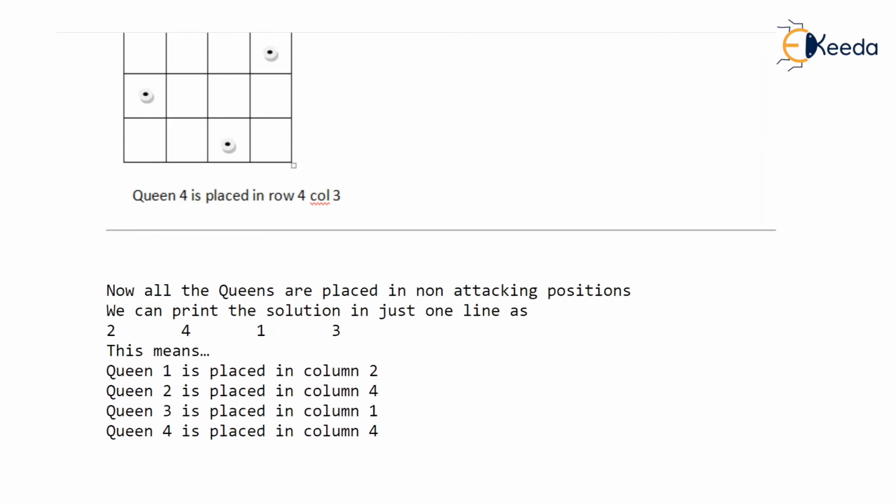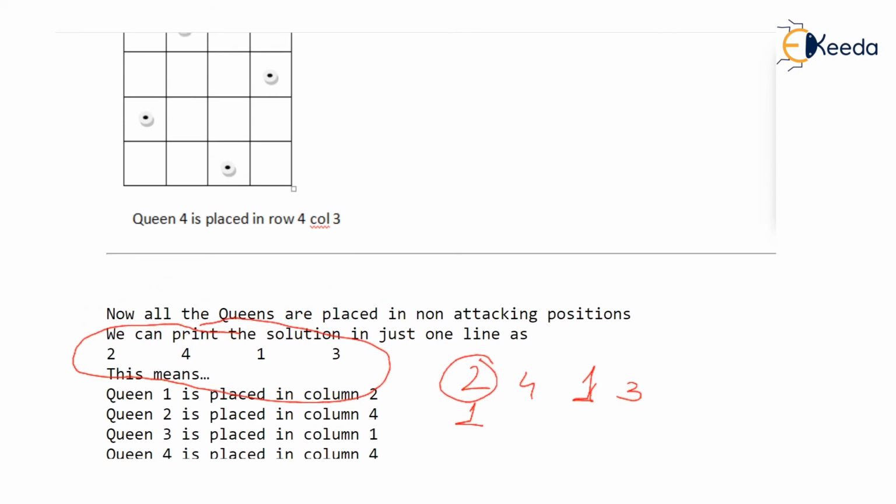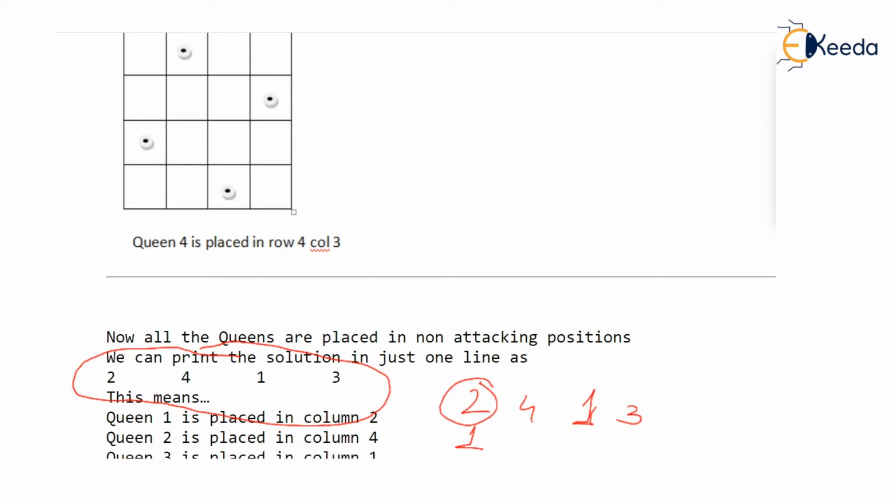So how are we going to print the solution? We are not going to print any chessboard on the screen while writing a program, but we are going to print the solution in just one line. This is the solution 2413. That's how you read it: the first queen is placed in the second column, the second queen in the fourth column, the third queen in the first column, and the fourth queen in the third column.